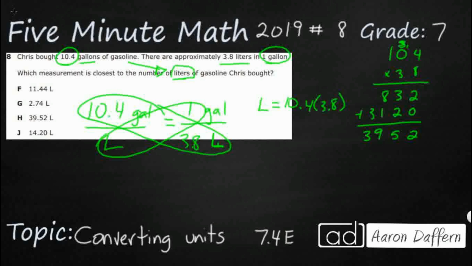All right, so 39.52. Now we have to remember, we've got 2 digits behind the decimal in my factors, so 2 digits behind the decimal in my product. We see the answer there of H. So it looks like it went up almost 4 times, from 10.4 up to 39.52.